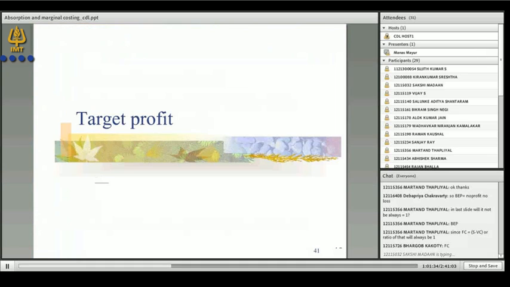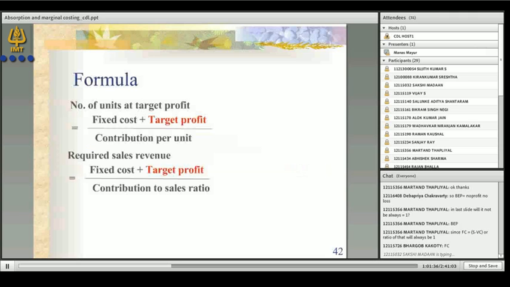The next concept is target profit. If you want to calculate the target profit in number of units, it is fixed cost plus target profit divided by contribution per unit. Break-even is your first target, but at break-even you don't have any profit. So if you are targeting some amount of profit, how many units you should be selling for that can be calculated using this formula.